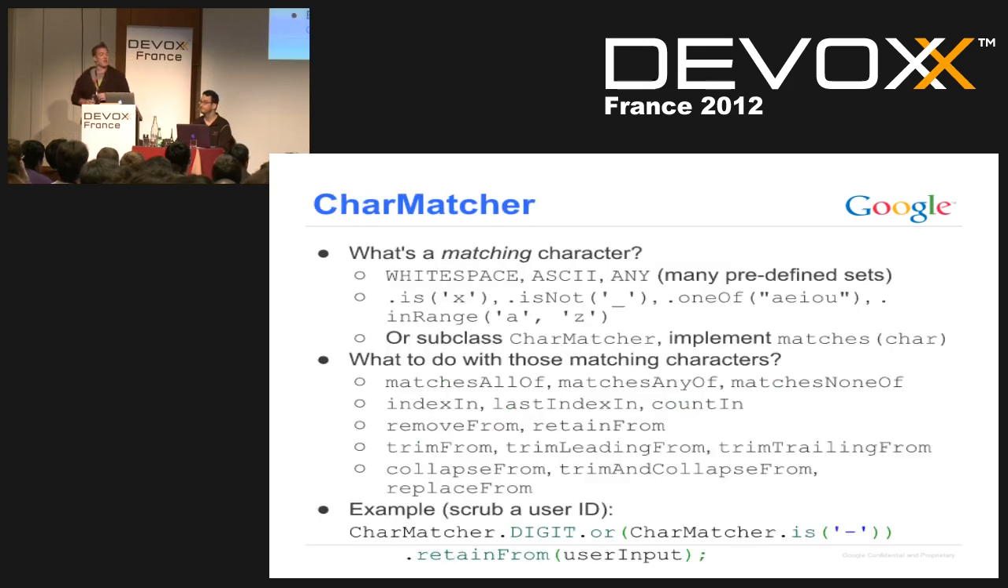CharMatcher. This basically breaks down into two steps. The first step is you have to define what is a matching character. So we've defined a bunch of predefined ones like whitespace, ASCII, any, which matches any character, digit, etc. And these are static constants on the CharMatcher class. Or if you want, you can define your own. So if you want to say, is this the X character, or is this not the X character? Or you can say, is this one of any of these characters in this string? Or you can use ranges as well. Or if you like, you can also subclass CharMatcher and implement matches directly.